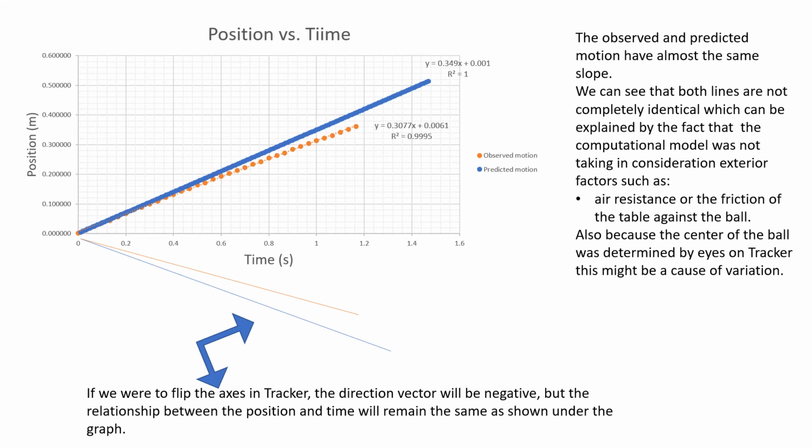If we were to flip the axis in Tracker xy, the slopes would become negative, but the relationship between the position and time would remain the same, as shown right here.